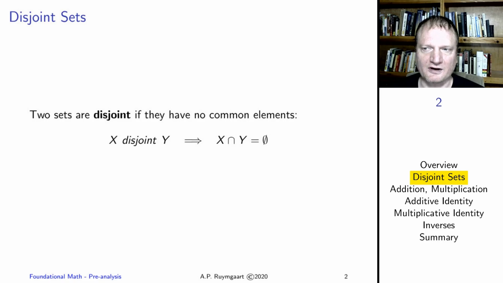We'll start with the concept of disjoint sets, just so we can use this term later on. It's a very simple concept. Two sets that have no elements in common are called disjoint. And since the intersection of sets is the set of common elements, this set must be the empty set for two sets that are disjoint. So if sets x and y are disjoint, that implies that the intersection of sets x and y equals the empty set.